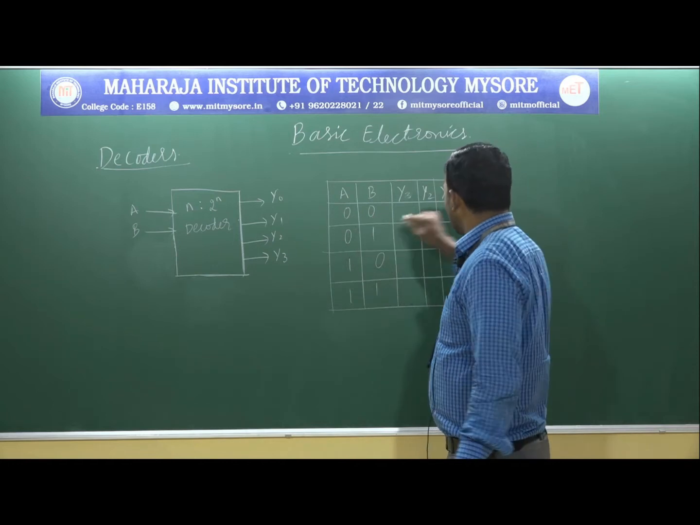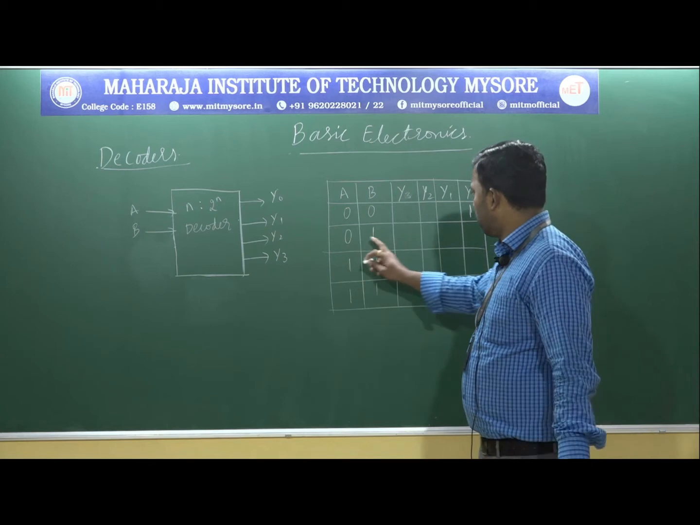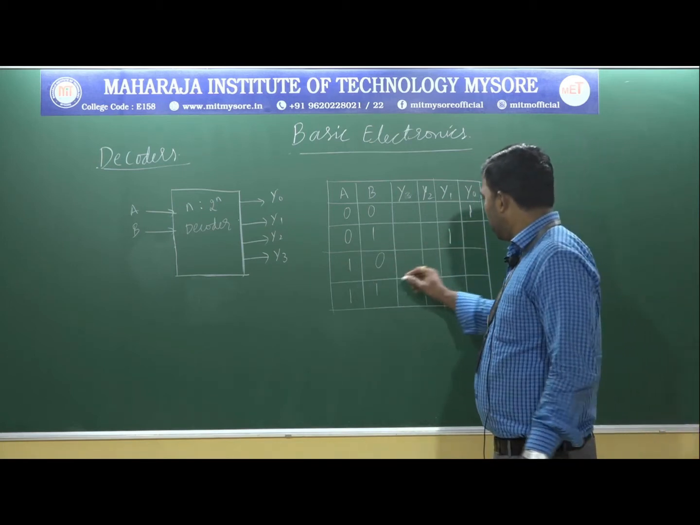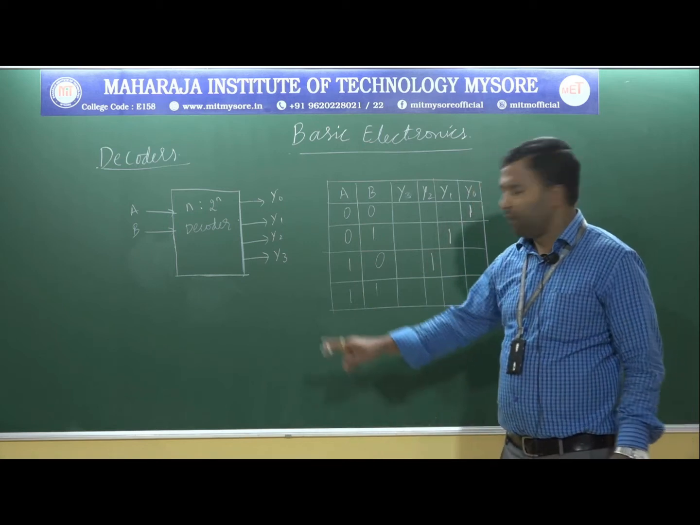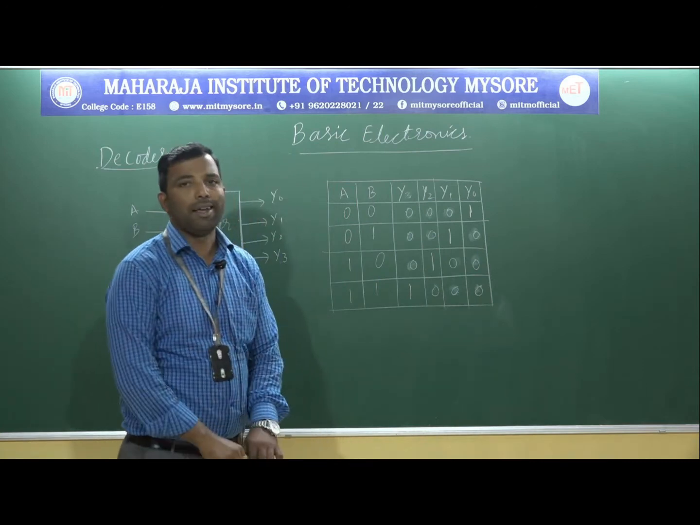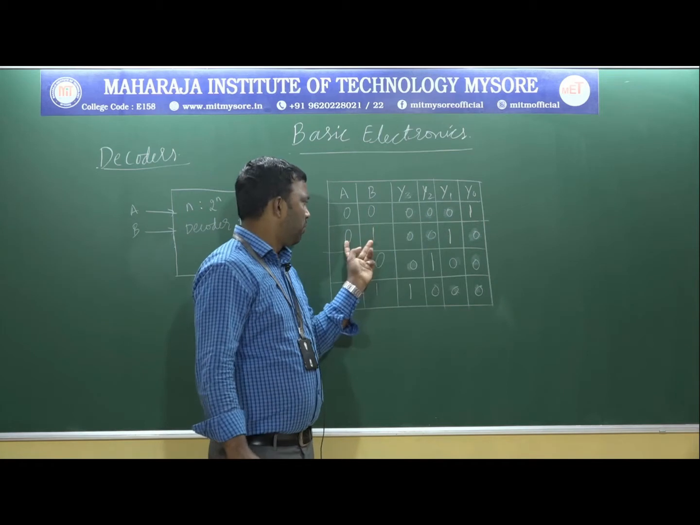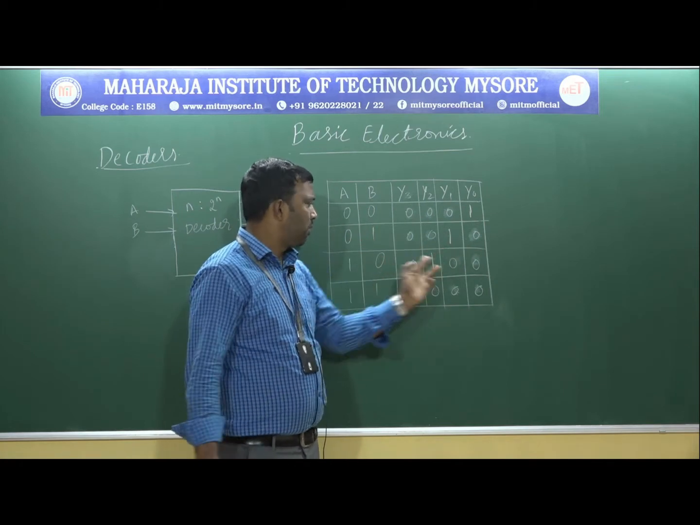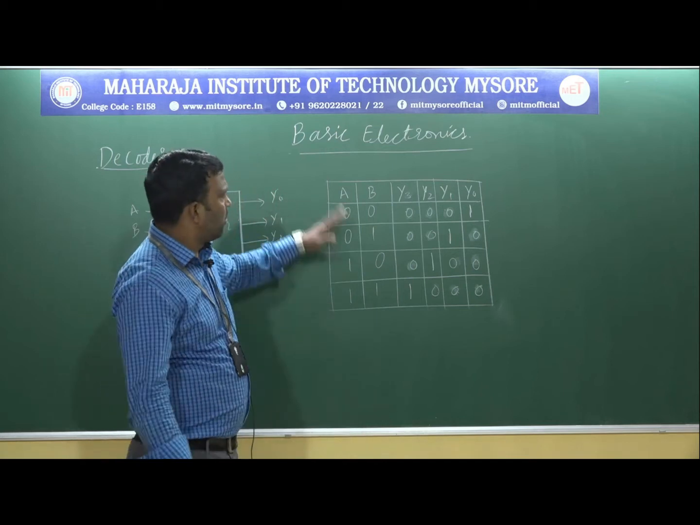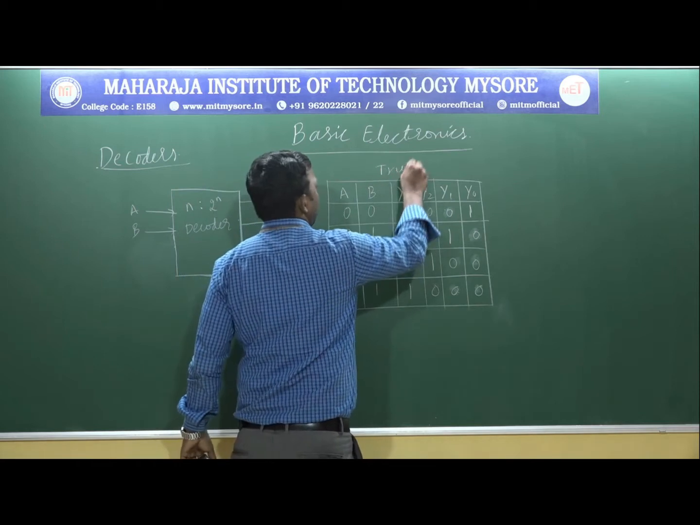When 0 0, the Y0 line is selected. When 0 1, Y1 is selected. When 1 0, Y2 is selected. When both are 1 1, Y3 is selected. That means we are giving high priority to that line. 0 0 Y0, 0 1 Y1, 1 0 Y2, 1 1 Y3. So like this the decoder works. This is nothing but the truth table.